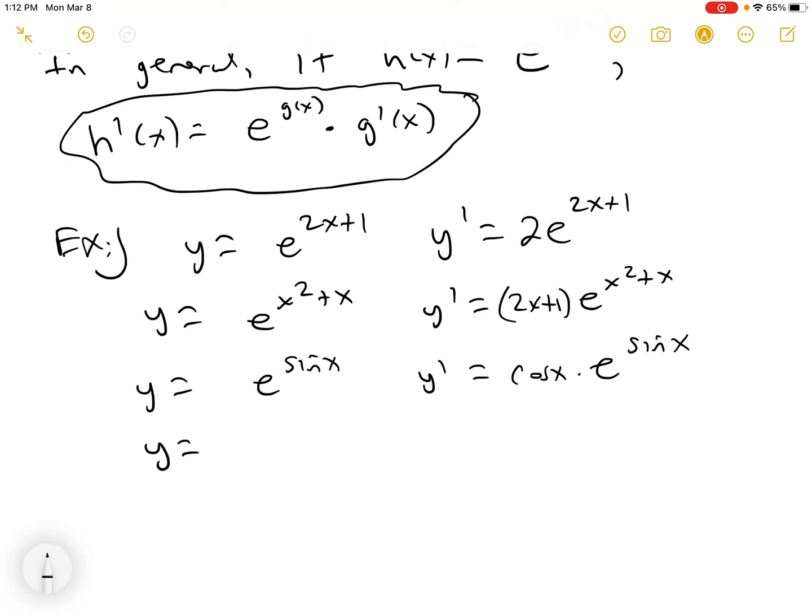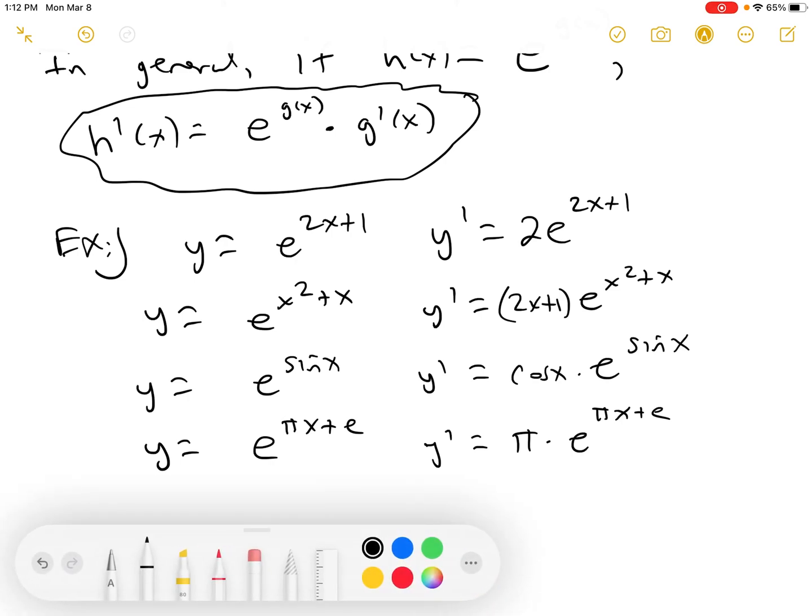Okay. If y equals e to the pi x plus e, then y prime is equal to pi times e to the pi x plus e.